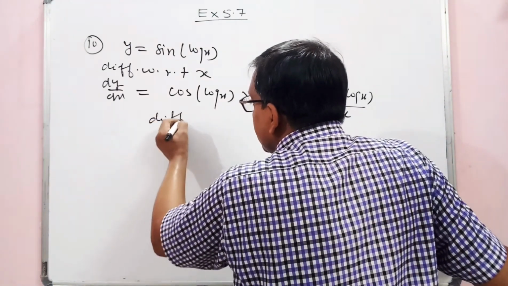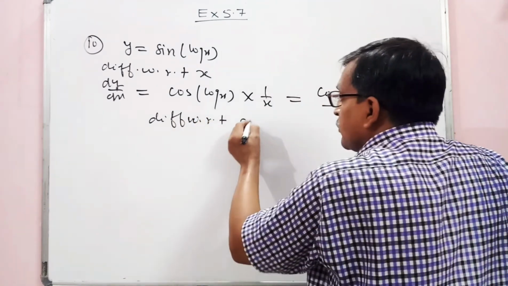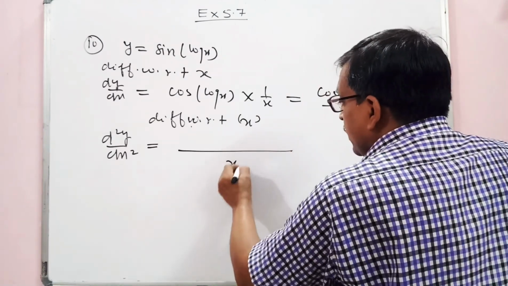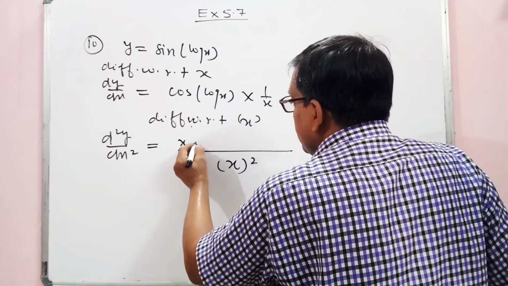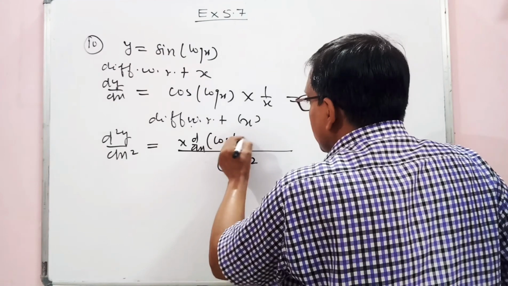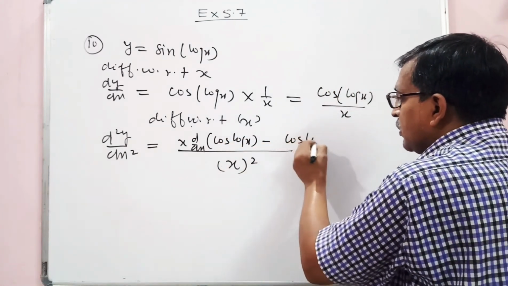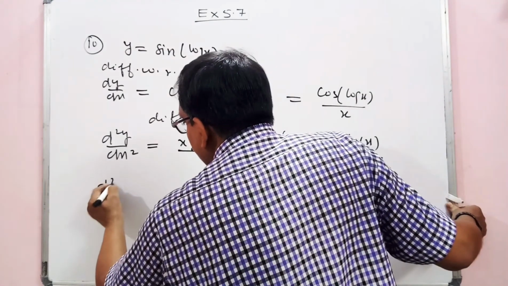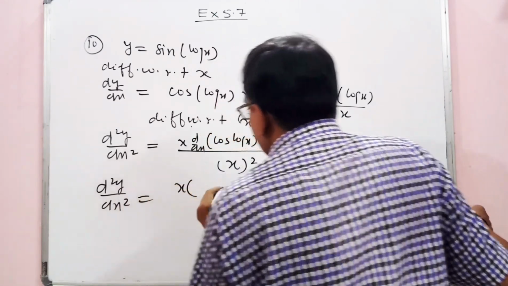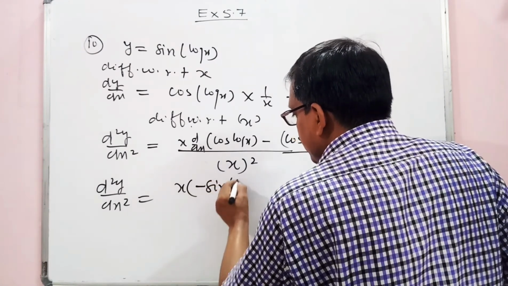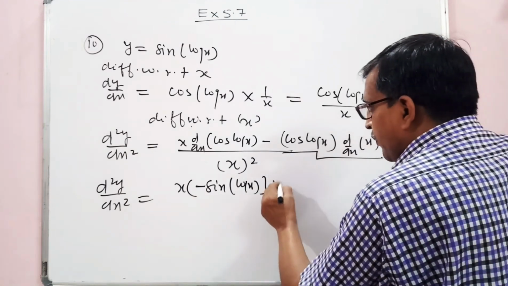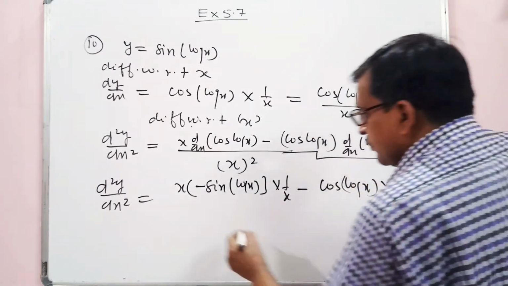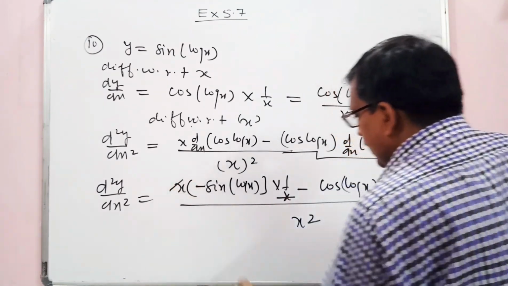Now again differential with respect to x, d square y by dx square equals, and the divide rule applies: x square in the denominator, x times d/dx of cos log x minus cos log x times d/dx of x. So x times minus sin log x, and log x we write down 1 upon x, minus cos log x, x we write down, the 1 upon x square, x and x cancel.